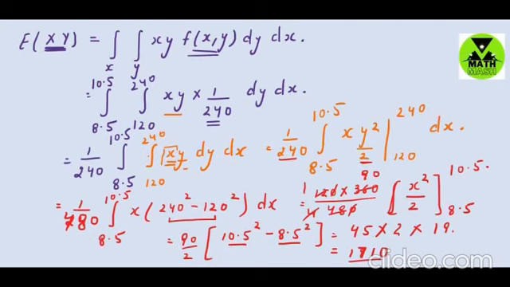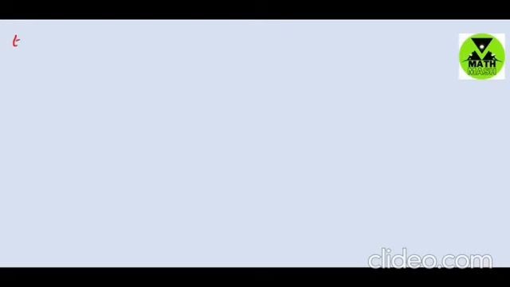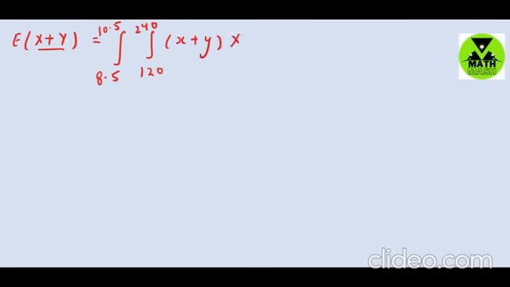Now next we can compute the expected value of x plus y in a similar manner. So expected value of x plus y, again here we have two random variables. So first we'll integrate with respect to x, then integrate with respect to y. The limits for x are 8.5 to 10.5, limits for y are 120 to 240. The function here is x plus y, and the joint probability density function is 1 by 240, and then integrate with respect to y first, with respect to x then. You can change the order of integration as well, first with respect to x and then with respect to y. Accordingly the limits will be changed.